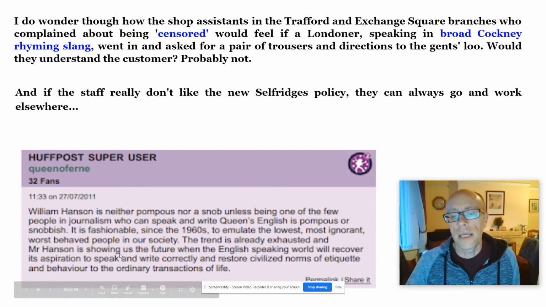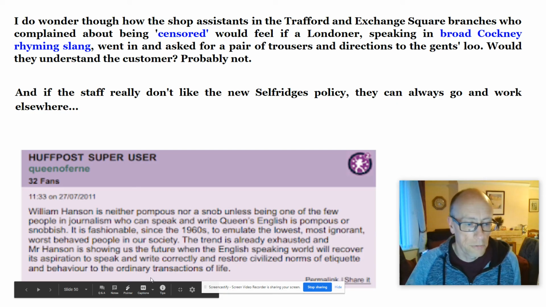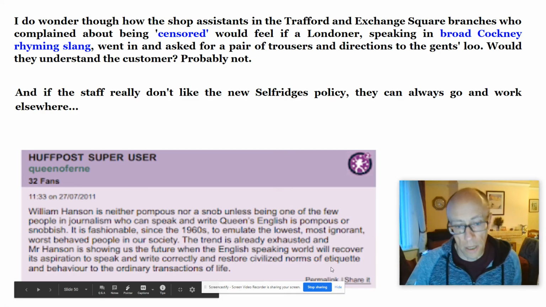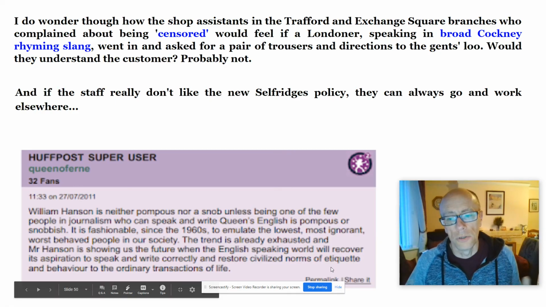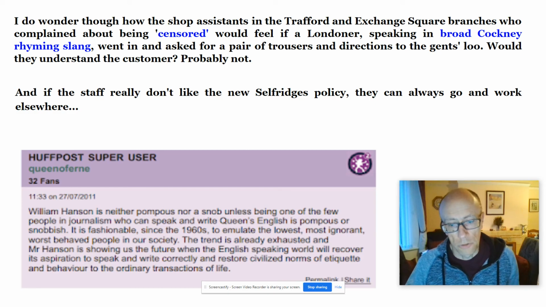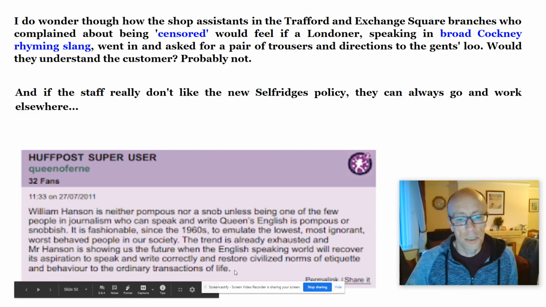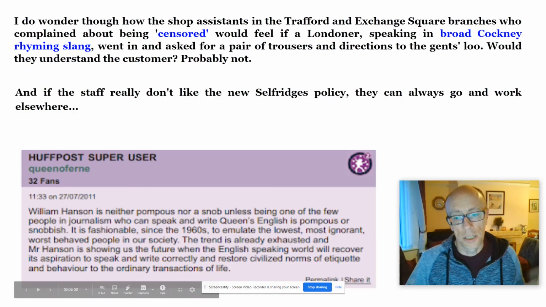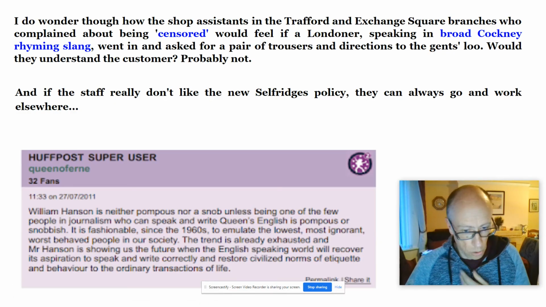showing us the future when the English-speaking world will recover its aspiration to speak and write correctly and restore civilized norms of etiquette and behavior to the ordinary transactions of life. So it's got quite huge hyperbole here, a kind of rhetorical flight of fancy. In terms of discourses, we've got some interesting verbs being used here because we've got recover and restore, which links in with Jean Acheson's crumbling castle idea that in the past English had a kind of purity which is fast dissolving.